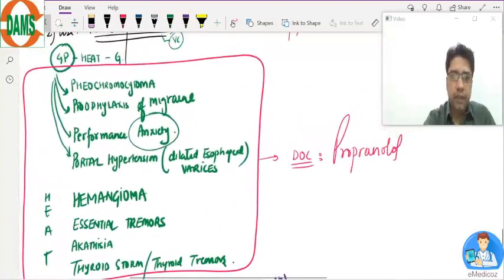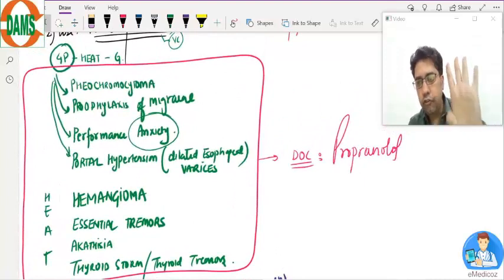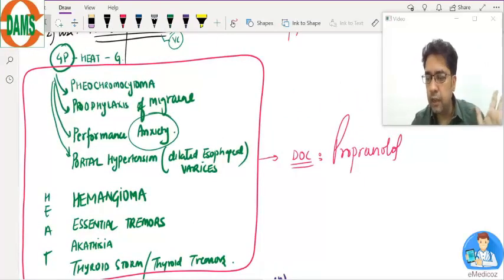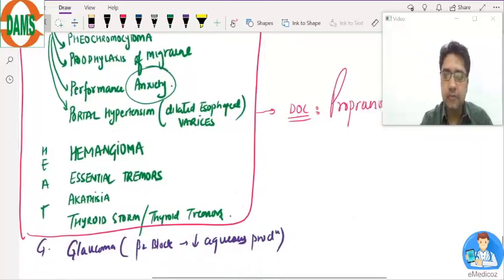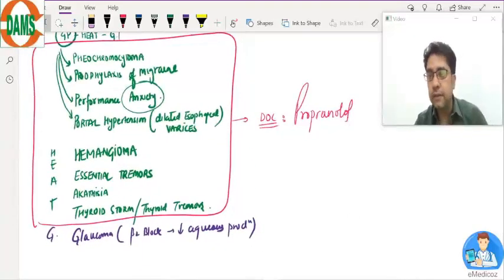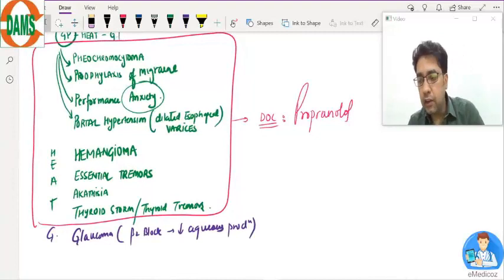So, where is propranolol the drug of choice? 4P, heat. Propranolol is the drug of choice for 4P, heat. Okay? Hemangioma means dilated blood vessels. So, tell me where propranolol is not given.